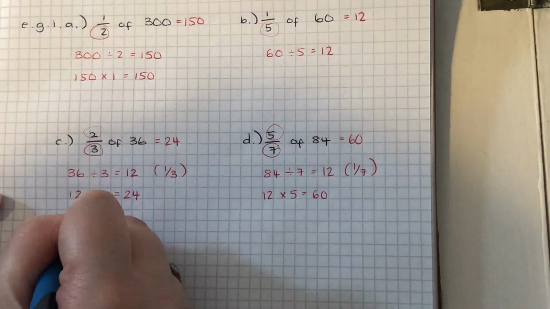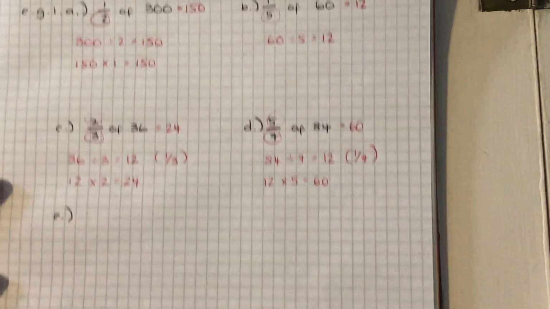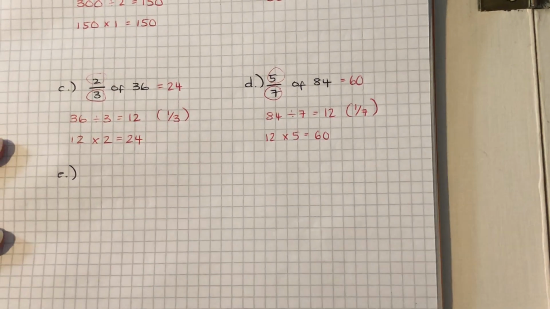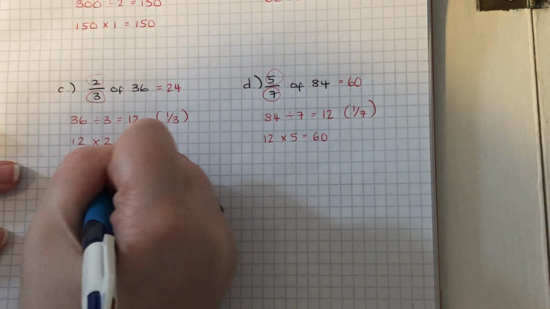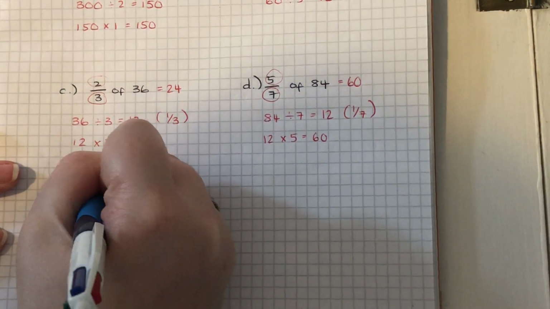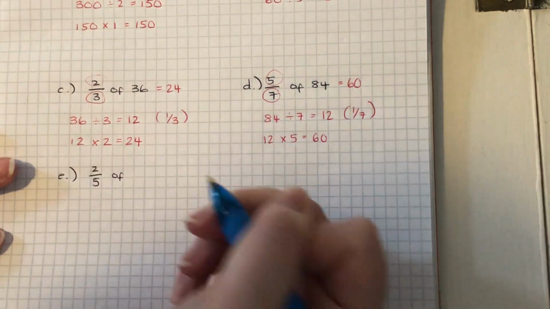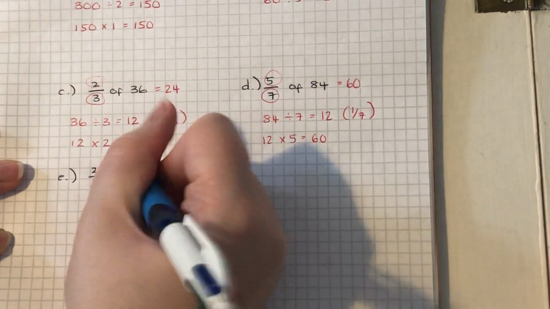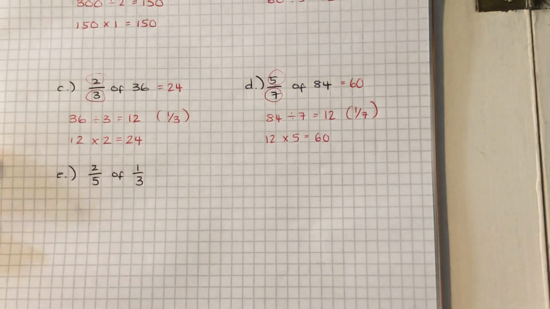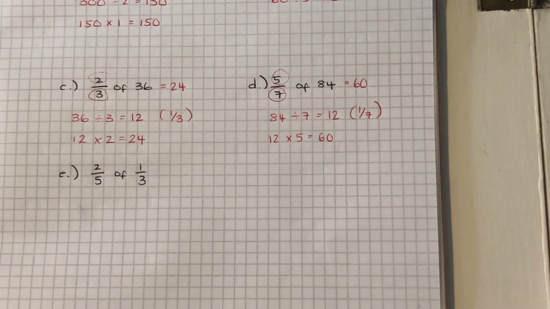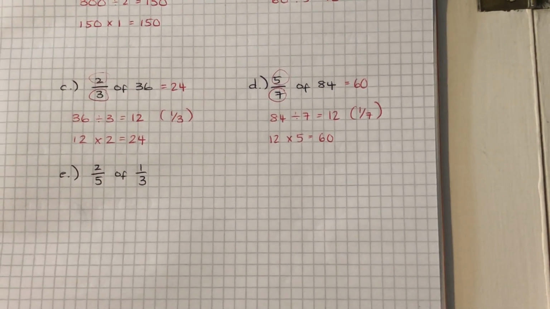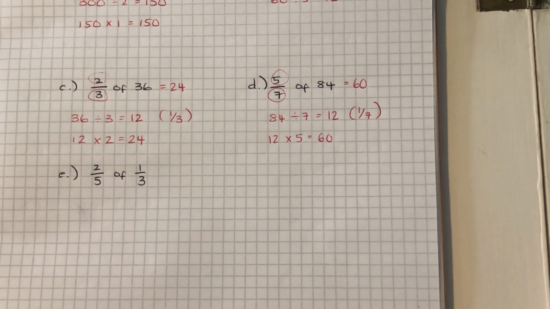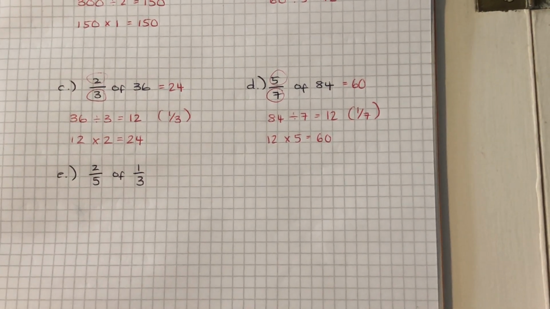Okay, I'm just going to add one more in. Let me go up a tiny bit. Let's say you wanted 2/5 of 1/3. Okay, so for these ones, they obviously look a little bit harder because we're finding a fraction of a fraction.